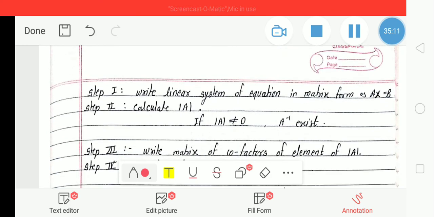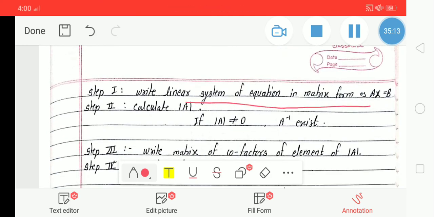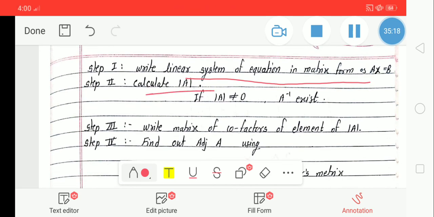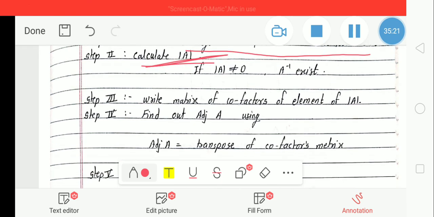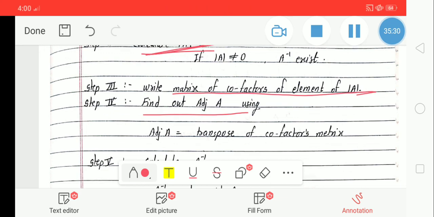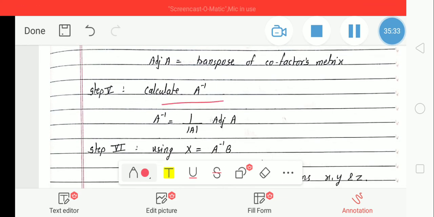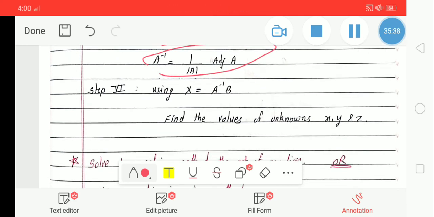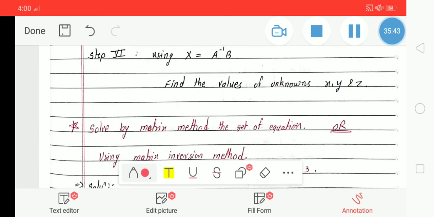First step: write the linear system of equations in matrix form. The equations given to us, we have to bring into matrix form. Then calculate the mod of A. Then find the cofactors of the elements of A. Then find the adjoint of A, which we have just done, and calculate A inverse using the given formula, X is equal to A inverse B. Then find the values of x, y and z.